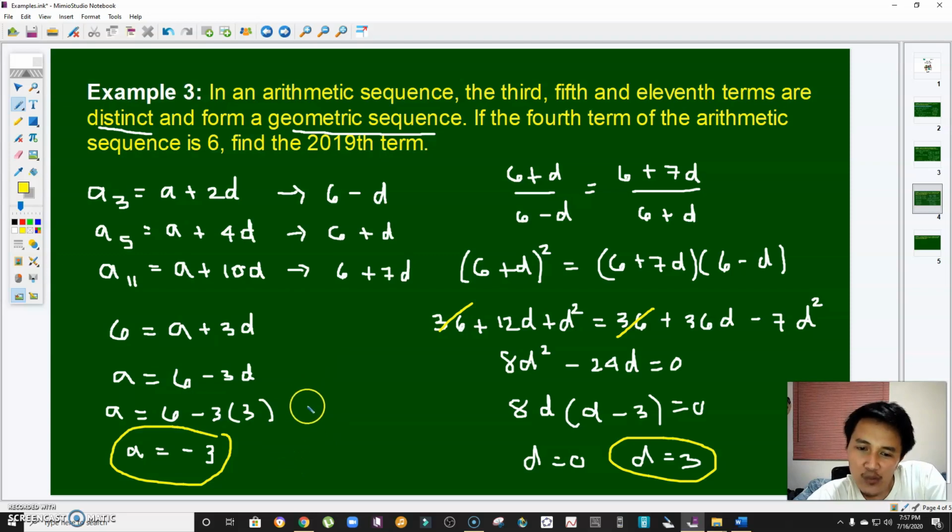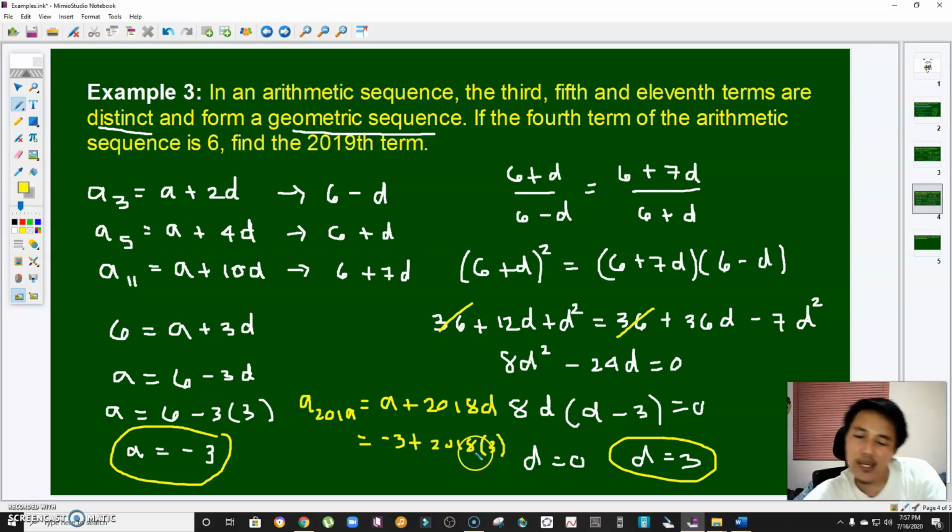And we know, the 2019th term is equal to a plus 2018 times d. That is negative 3 plus 2018 times 3. And 2018 times 3, that is 6,054 minus 3. That is actually equal to 6,051. Okay?